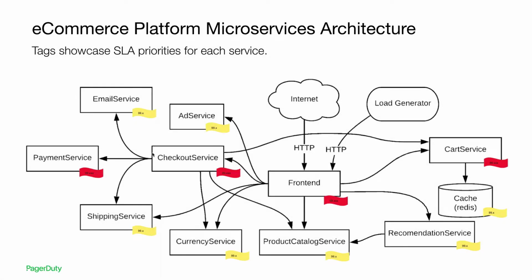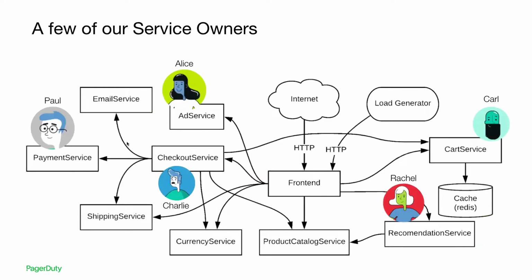This app is made up of roughly a dozen microservices, and we can see the dependencies between them on this diagram and the flags for their different SLAs as well. And on this slide, we see a few of the service owners for a few of these services.